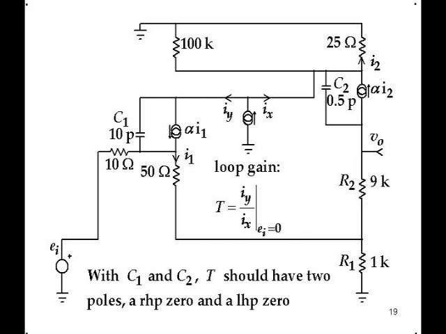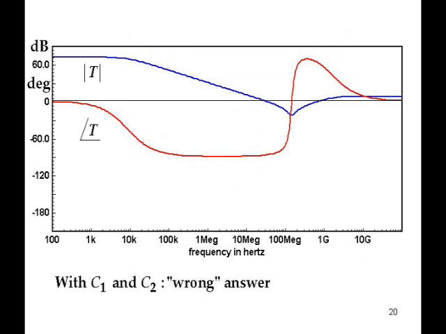So the overall result that you would expect for the loop gain is two poles and a right half plane zero and a left half plane zero. So the asymptotic phase should be that of the two poles alone, which would be minus 180 degrees. So if you do the injection, this is what you get for the magnitude and phase.